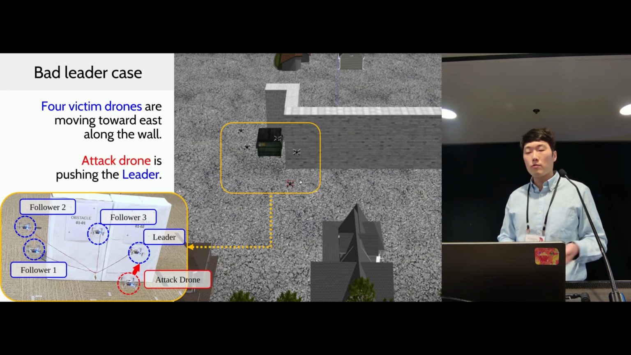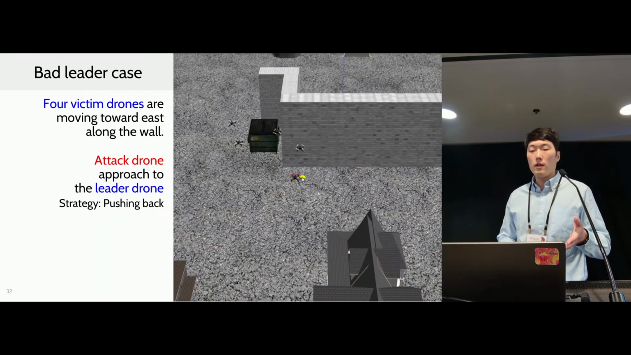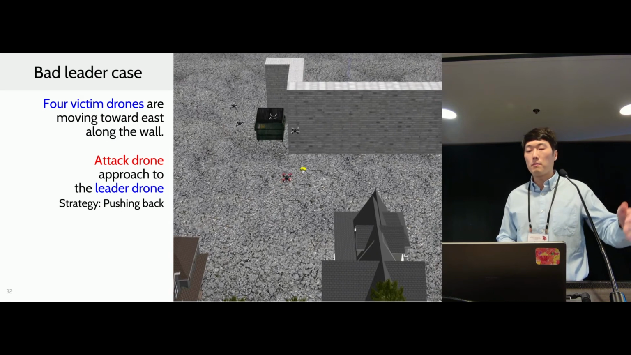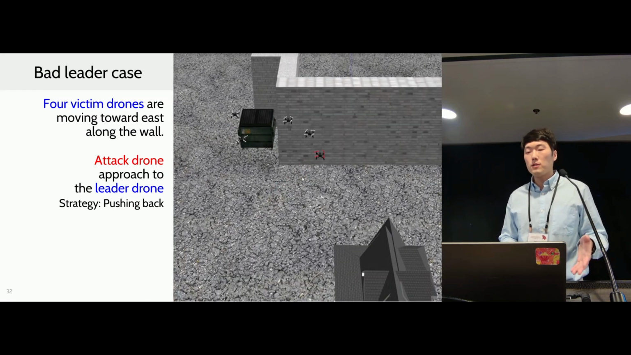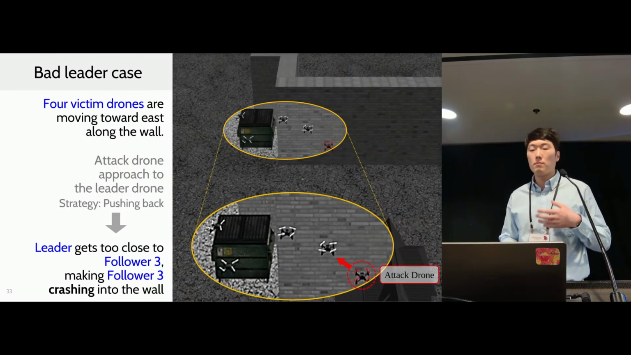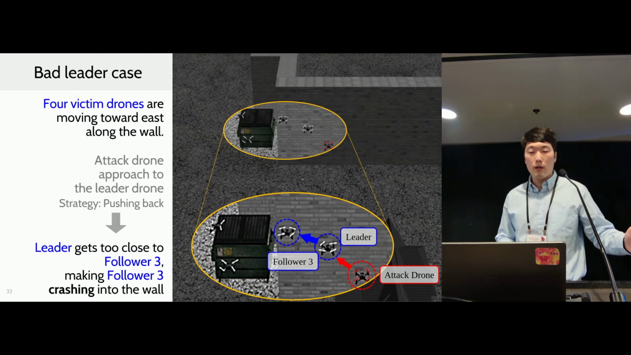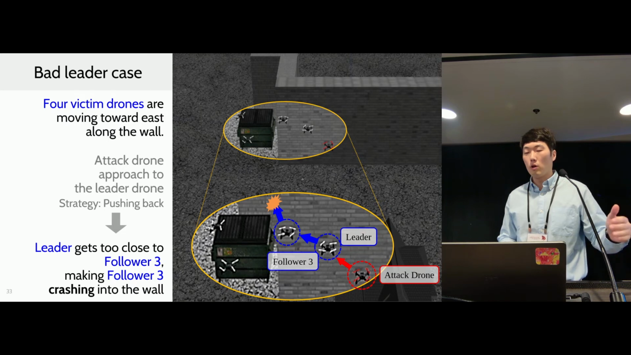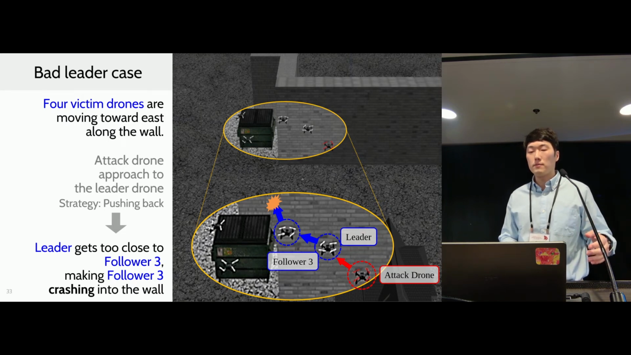And the attack drone's strategy is pushing back the leader drone. And you can see the attack drone is approaching toward the leader drone, and it pushes back. Because of which, one of the followers crashes into the wall. This is because when the attack drone pushes, the leader drone moves into follower 3, and in doing so, follower 3 crashes into the wall while avoiding the leader.